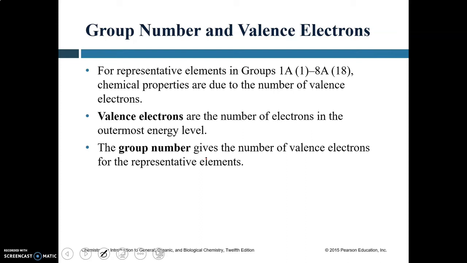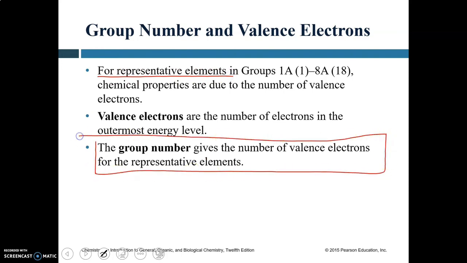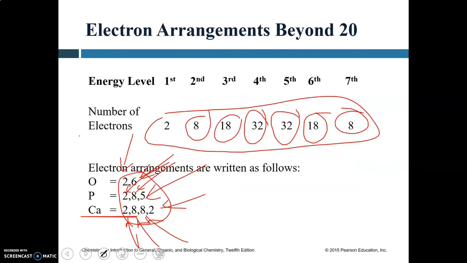So valence electrons represent the number of electrons in the outermost energy level. For representative elements, that's important, the number of the group gives you the number of valence electrons. So for instance, oxygen, let's say oxygen, is in the 6th A group, so it has 6 valence electrons.